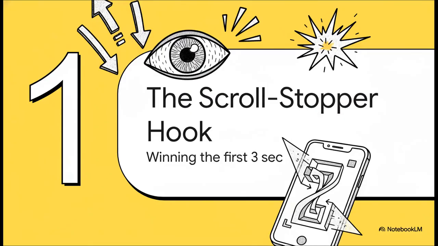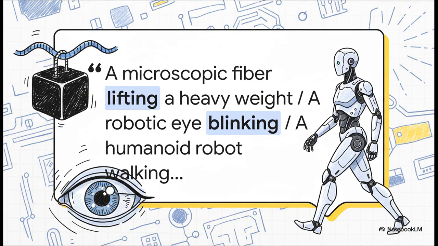Okay, let's dive right in with the most critical part of any video you will ever make, the hook. You've got what, 3 seconds, maybe less, to convince someone to stop scrolling. So how on earth do you do it? Well, the key is to look at your script and pull out the most powerful, most punchy images you can find, right at the very beginning. In this case, we've got a tiny fiber doing something totally impossible, a super tight close-up on a robotic eye, and then a full shot of a humanoid robot. These are your raw ingredients for a killer opening.